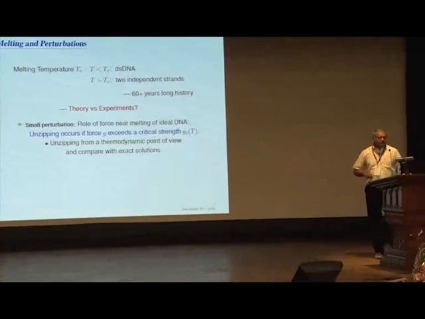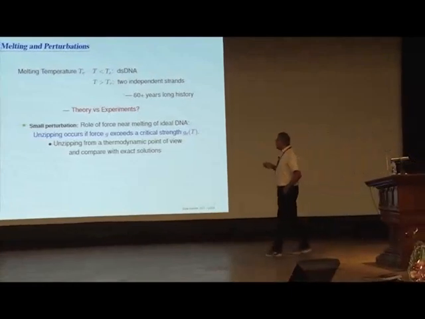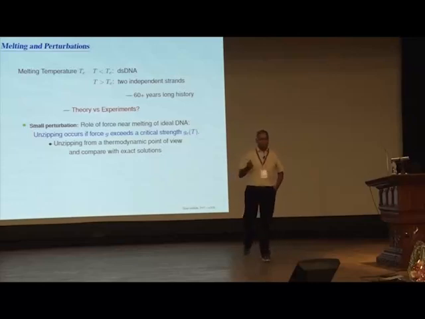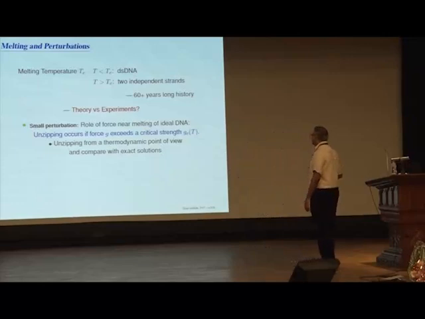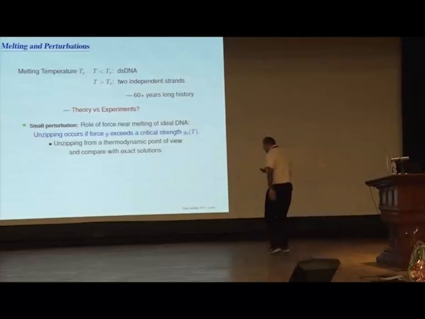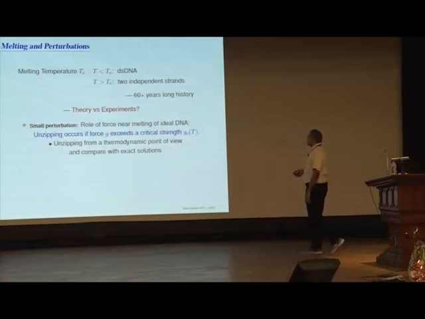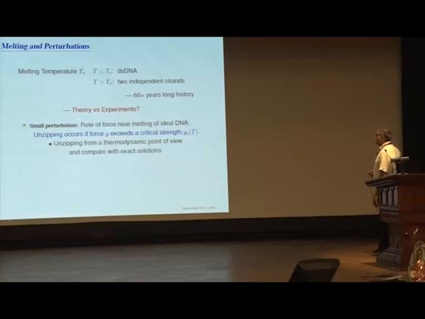So what we want to do is, with DNA near its melting point, we want to do some perturbation. And we will consider two types of perturbations. One is a small perturbation. So we will put a small force on the DNA, and that will act as a small perturbation, and we will show here that something happens that is very special, very unique to DNA.